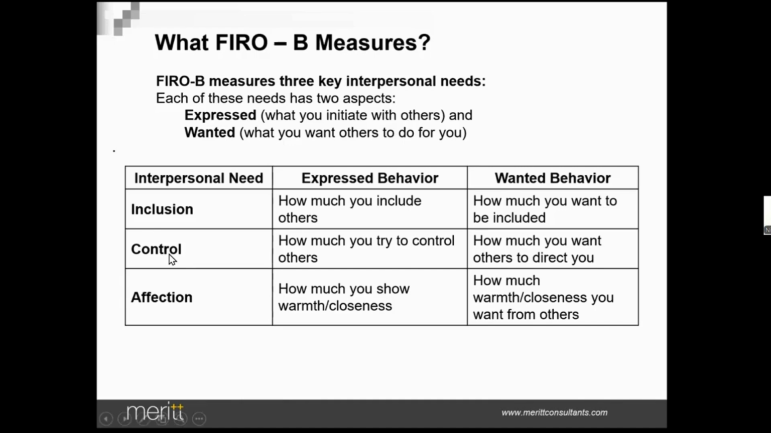For example, control. One is expressed and the other is, again, as I told you, want. Say, for example, Kaushal as head of HR, he wants to control others. And how do you control others? He wants to micromanage and say, you must do this from point A to point B, only like this. Everything control. You have to report back to me, tell me everything. What does it mean? That the C is very high. Affection. How much do you show again? Expressed, and how much do I want? So these are the things which will come out when you do this questionnaire.